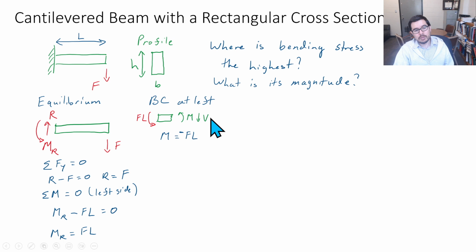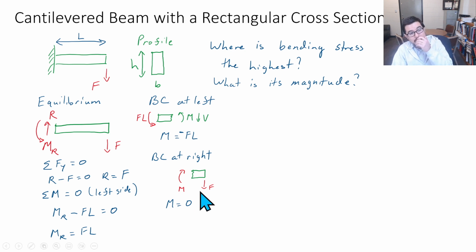Now let's look at the boundary conditions at the left side. In this case, if we were to take a thin slice and use our nomenclature that we have here, we can say that the moment on the left side is equal to minus FL. If we look at the boundary condition at the right, we can say that M is equal to 0. Now, we can skip a few steps because we have a little bit of experience.